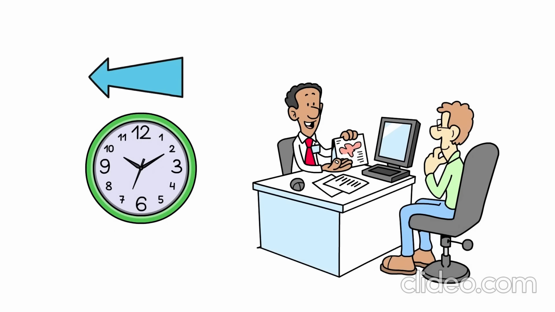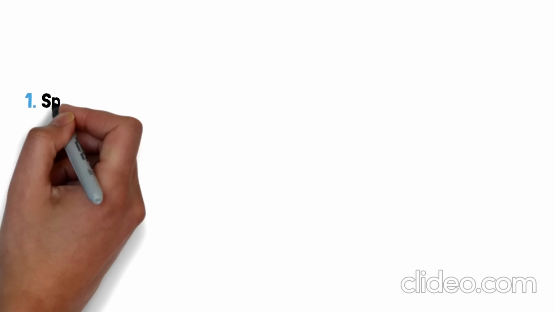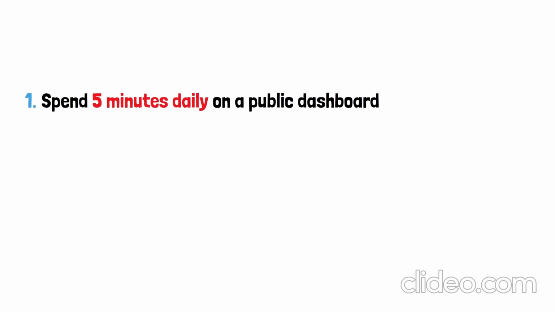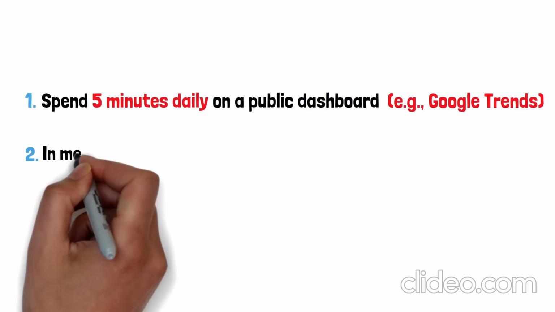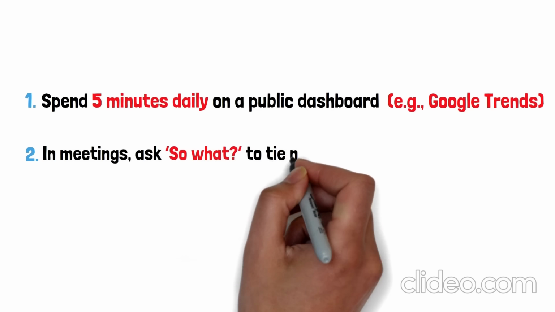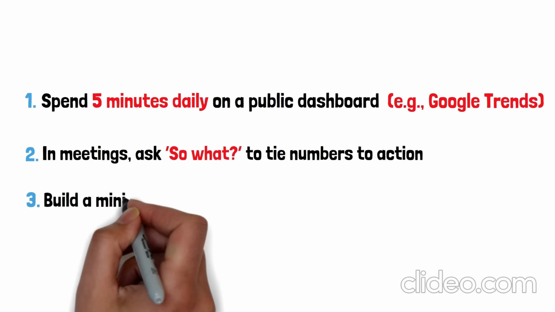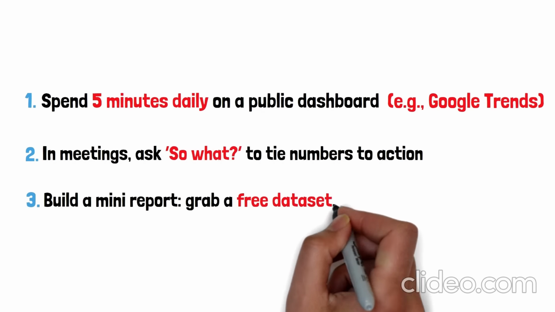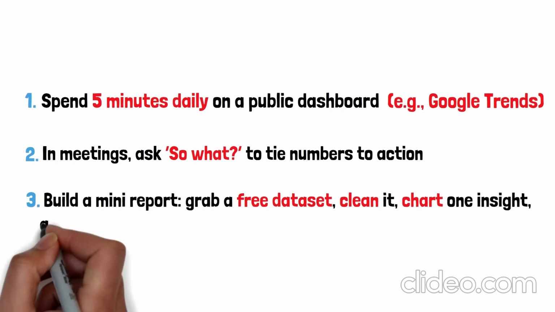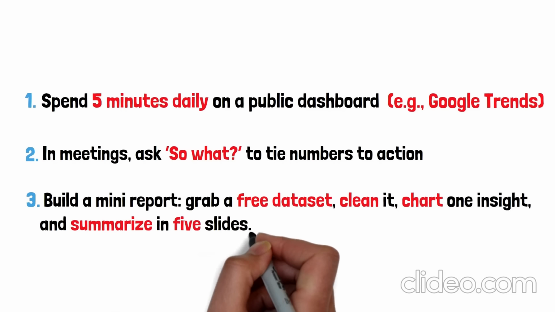Adopt these habits today. 1. Spend 5 minutes daily on a public dashboard. Example, Google Trends. 2. In meetings, ask "so what?" to tie numbers to action. 3. Build a mini report. Grab a free dataset, clean it, chart one insight, and summarize in 5 slides.